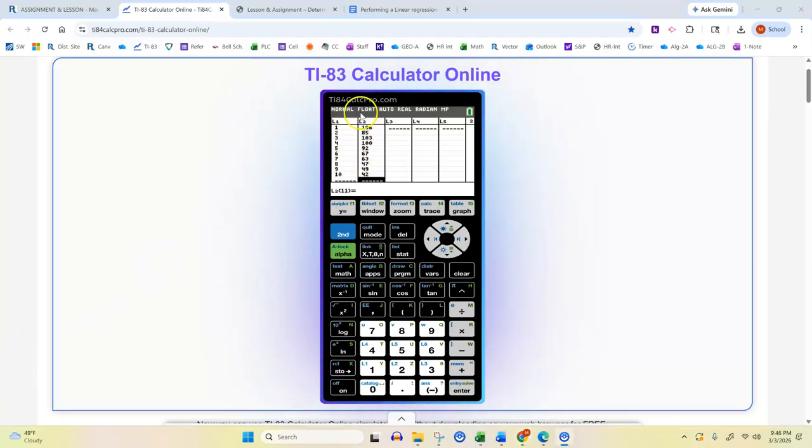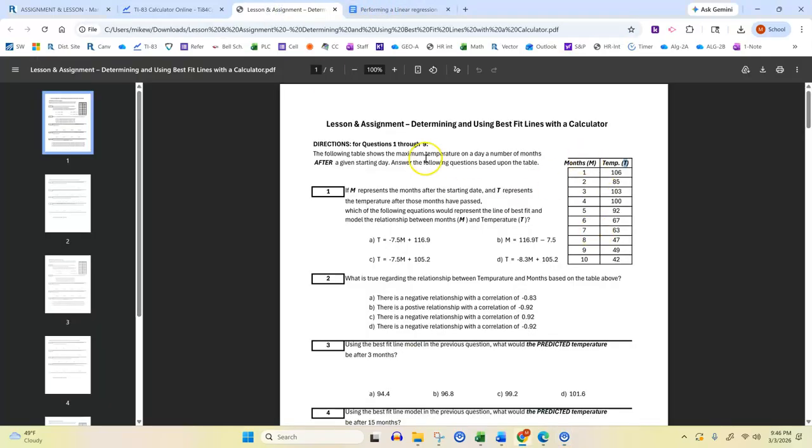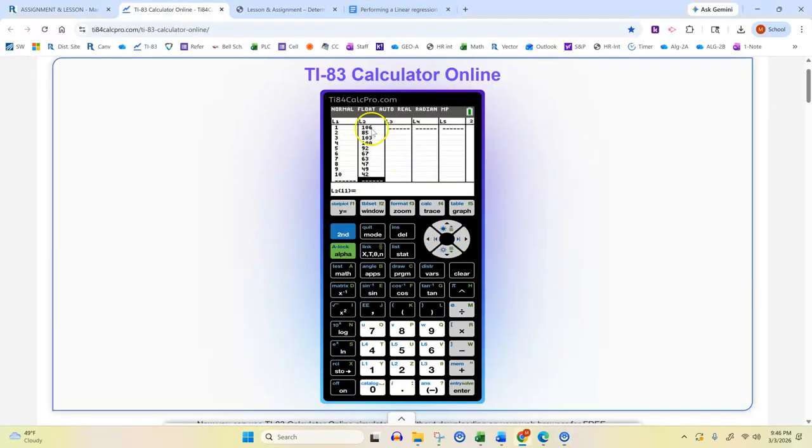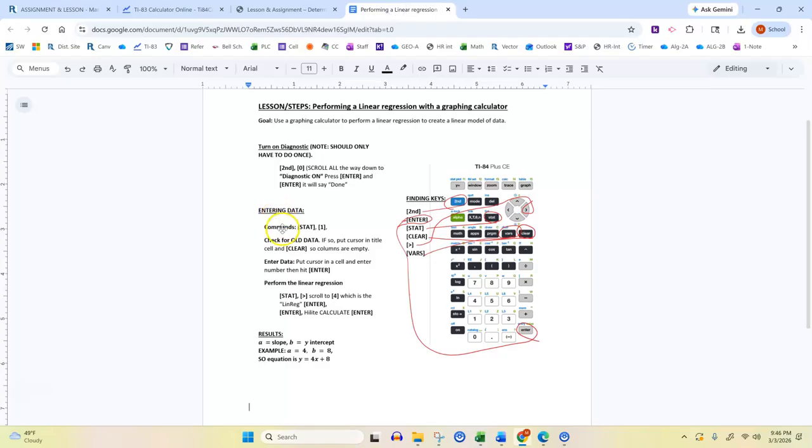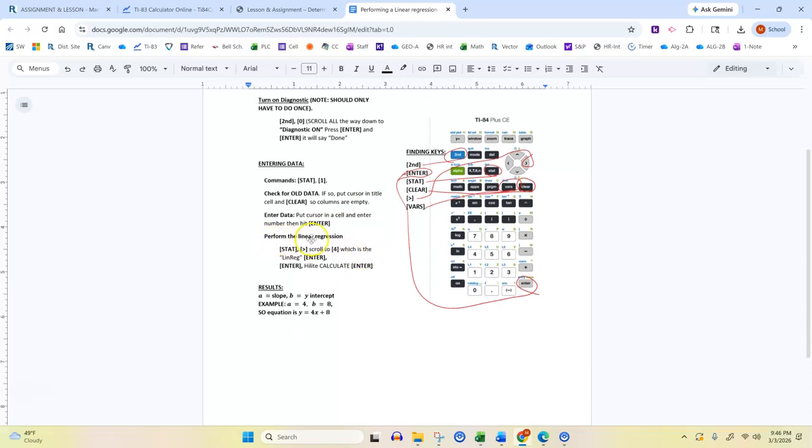Okay, so after you've entered in the data, and by the way, you should hopefully be doing questions 1 through 9 together as we go through this and making sure you enter in the data. Double check to make sure you entered it correctly. So we got that. Okay, what do we do next? We've entered in the data. It did say to check for old data. We cleared that out. We entered the data. And now we're going to perform the linear regression.